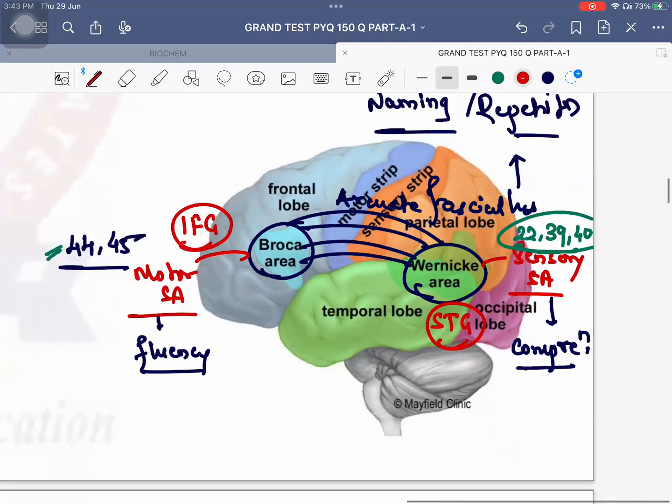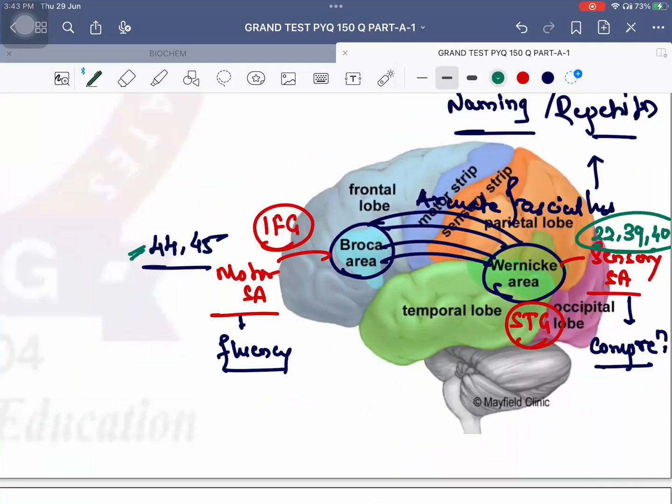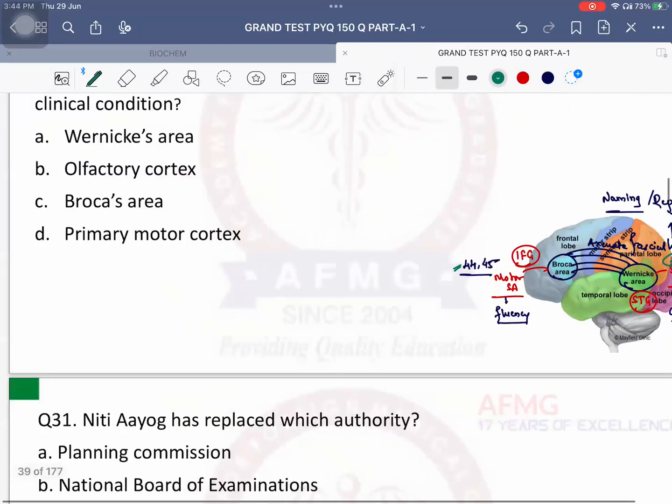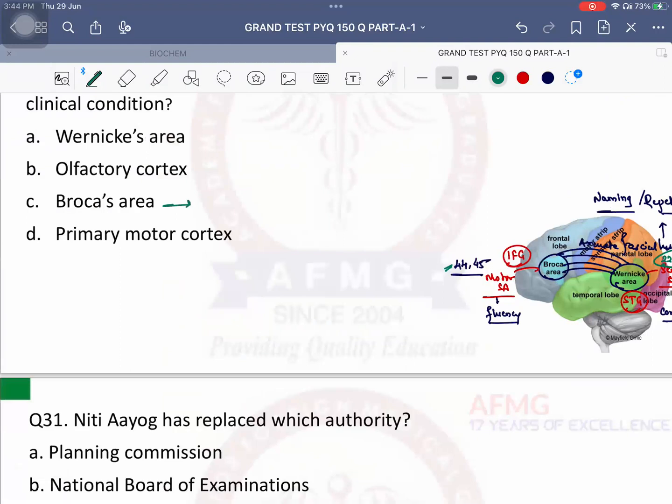Now if there is damage to the Broca's area, will you be able to speak? No. Definitely the fluency of the speech will be affected. So if there is Broca's area damage, you will suffer from which kind of aphasia? Aphasia, that means you are not able to speak.